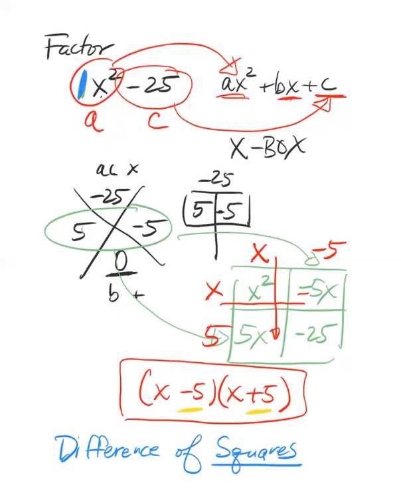This 1 is a perfect square. The square root of 1 is 1. The 25 is also a perfect square. The square root of 25 is 5. And we see those answers represented here. Okay. One more problem.